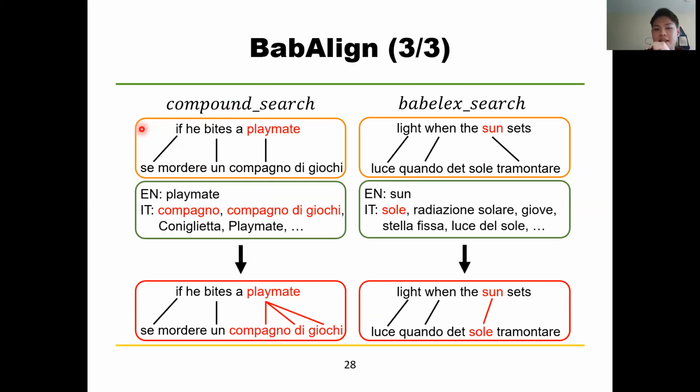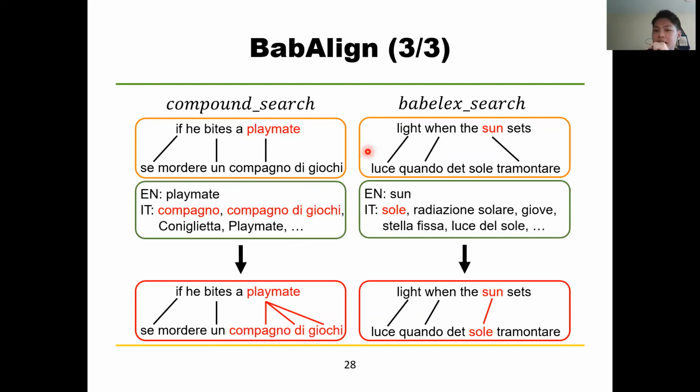So if we initially get the alignment links like this, and we want to identify the precise translation for the word playmate, then we first check if the initial translation companion is actually a valid translation or not. By checking BabelNet, it turns out to be a valid translation. So we run compound search to search through the surrounding tokens which are not aligned to other tokens yet. Then we can actually find a compound, companion denoc. So we expand the alignment link to the entire compound.